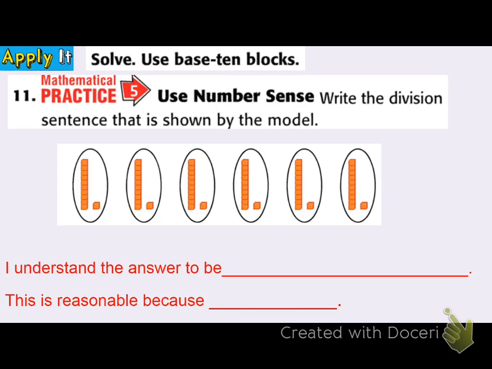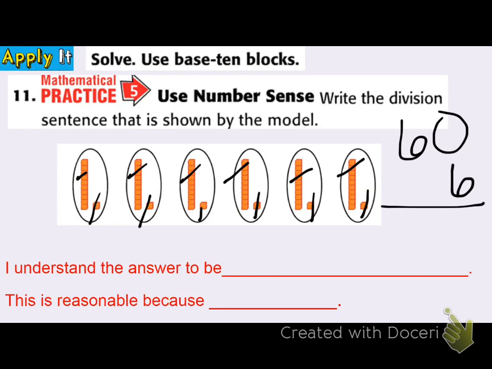Write the division sentence that is shown by the model. Well, they have switched it up a little bit. They have given us the model. Let's figure out how many there are total. Well, this one has 10, 20, I'm sorry, let me use a black marker so you can see. 10, 20, 30, 40, 50, 60. So there's 60 of the base 10, or 6 tens. There's 1, 2, 3, 4, 5, 6 ones. Okay, so altogether they took 66.